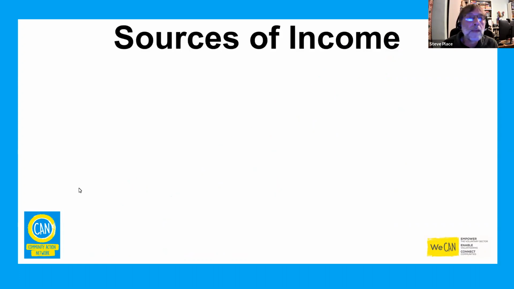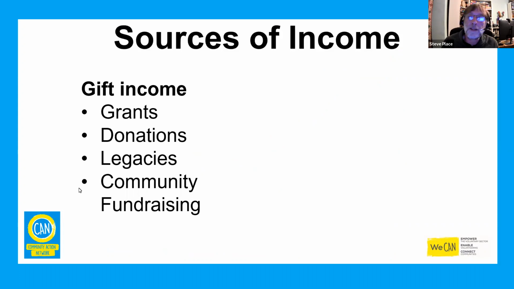I've separated them into two because it's useful that they are two different types. You've got gift income, where people give you money not expecting anything in return. That's your grants, donations, and legacies. A lot of local charities don't tend to think about legacies, but there's nothing to stop you. I've known some local charities get quite significant legacies, perhaps from users when they've died, or from a family member who benefited from the work of the charity. So I think it's worth thinking about.